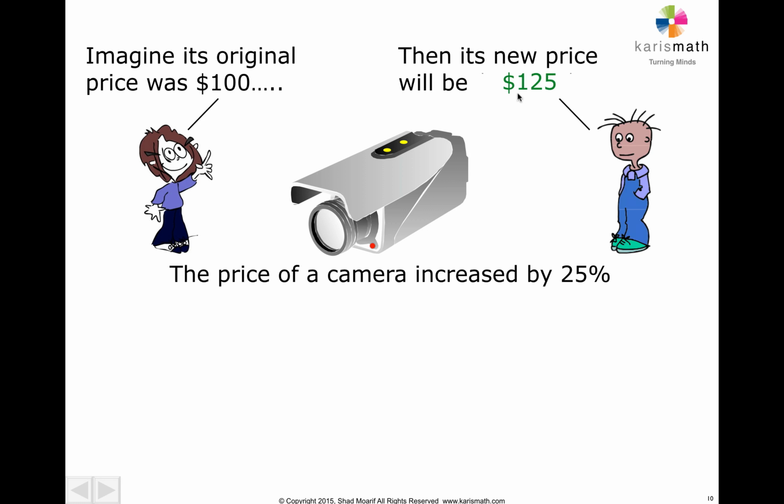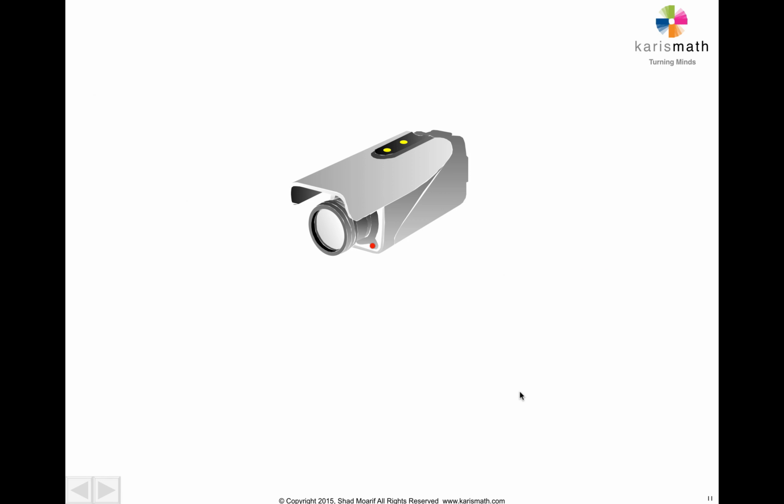That's all that it is. It's very simple. If the original price was 100, the new price is 125. That's all. If it changed by 15%, which means it increased by 15%, then the new price would be 115. If it's increased by 40%, it means the new price is $140. And so on.